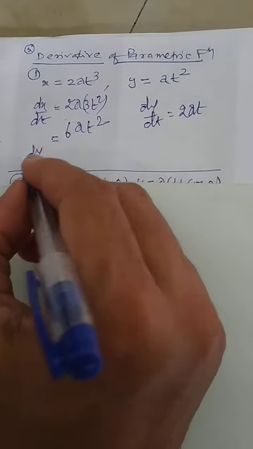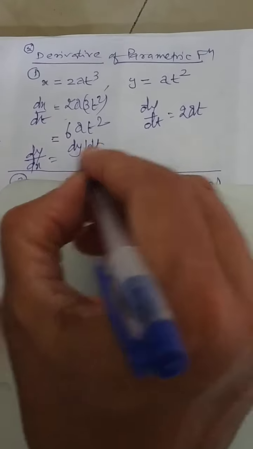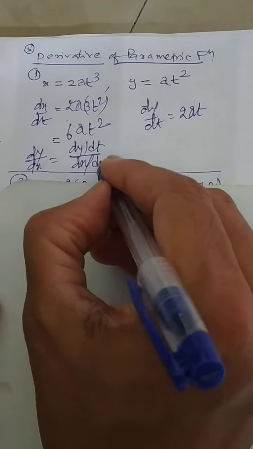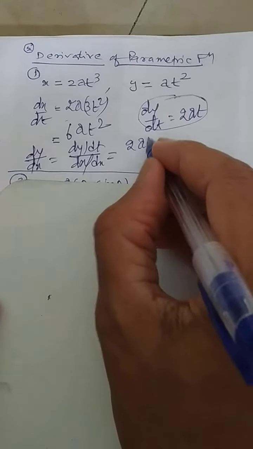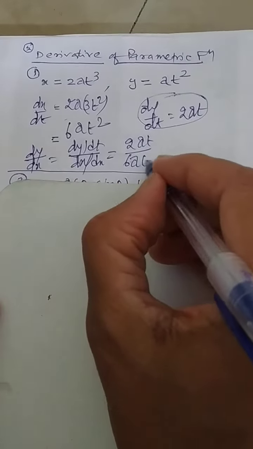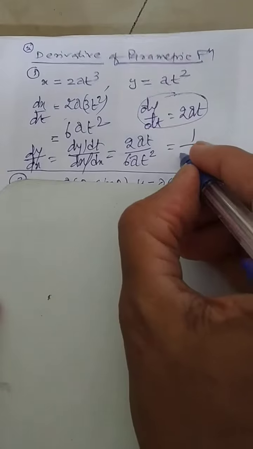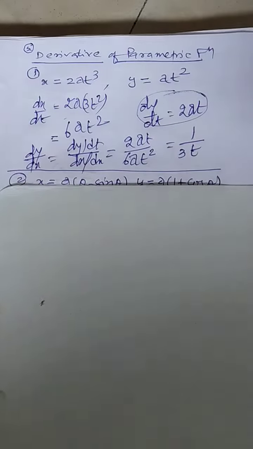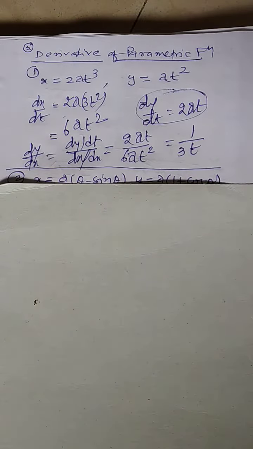So now your intention is to get dy by dx. dy by dx is nothing but dy by dt upon dx by dt. Pick up dy by dt in the numerator. It is 2at upon 6at square. So a will get cancelled. Here it is 1 upon 3t. This is nothing but the differentiation of this function. Sometimes you have to simplify. It is in the simplest form. There is no need. See the next question.